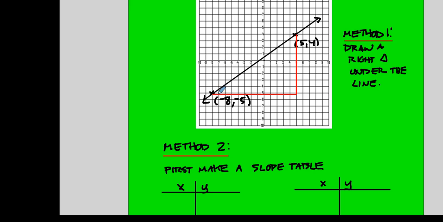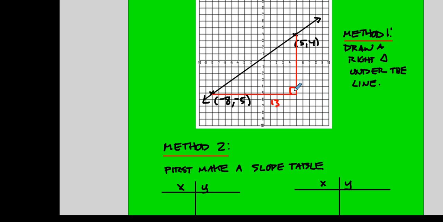And you're counting spaces, not lines. So this is 1 space, 2, 3, 4, 5, 6, 7, 8, 9, 10, 11, 12, 13. So that is a horizontal change of 13, and this is a right triangle. I can represent it with a little square there to show it's a right triangle.